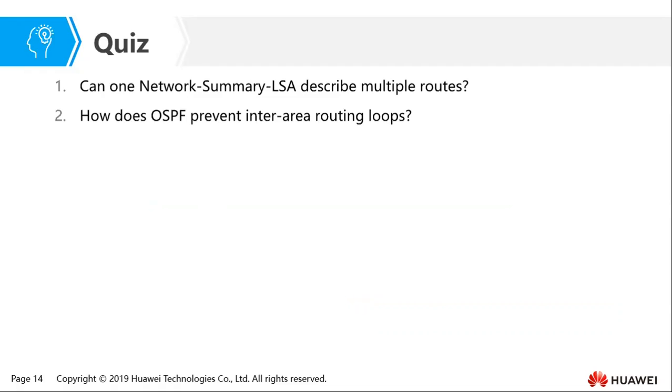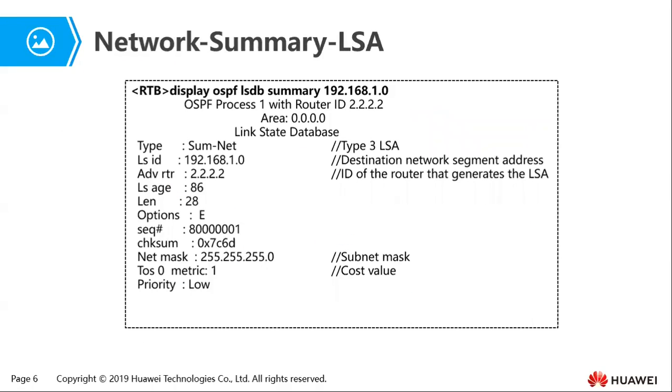So, the network summary LSA. Can one network summary LSA describe multiple routes? I don't think I mentioned this, but can one of you try? Do you think a network summary LSA can describe more than one network? No. Exactly, that's the answer. As we saw in the network summary LSA here, it can only describe a single network. It cannot carry more than one network, just a single network.